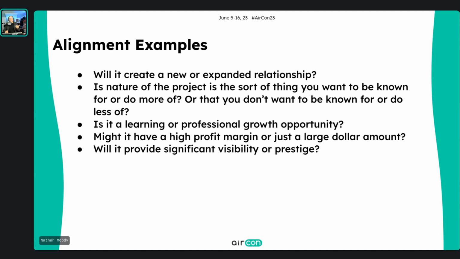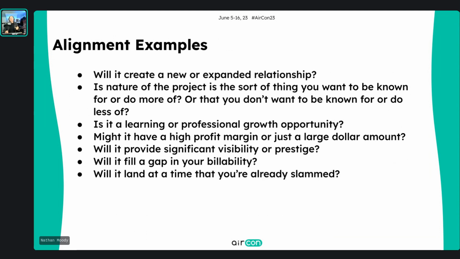Will it provide significant visibility or prestige for being associated with a project like that? Will it fill a gap in your billability? Or are you having a slow month and you really want to land that project? Therefore, it's super aligned. You can see how I said alignment is really based on your immediate circumstances, because what is an aligned project changes month to month, quarter to quarter, year to year. Will it land at a time that you're already slammed? And this is where maybe it's not aligned because it's okay dollar-wise, but it's work you've kind of done before but aren't super stoked on, and you're already kind of overwhelmed.